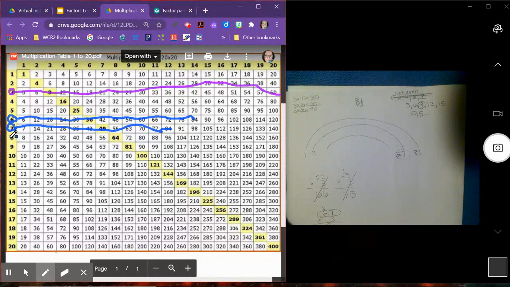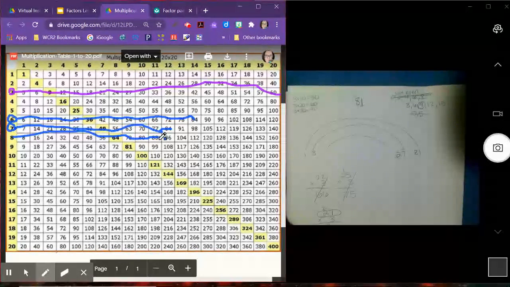Can 8 be a factor? I'm going to go to my 8, and then I'm going to go all the way until I can get to 81. I get to 80, and it skips to 88. So no, 8 cannot be a factor. So you'll notice that it just keeps going.